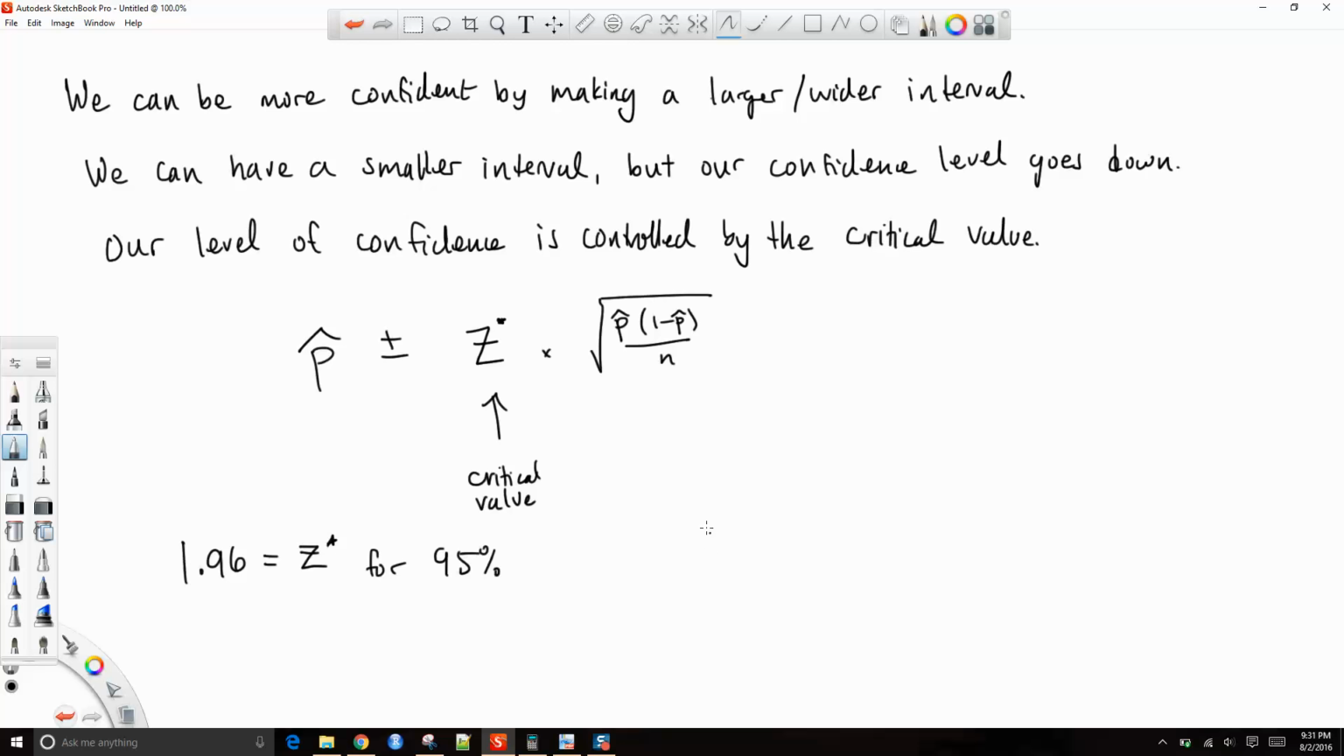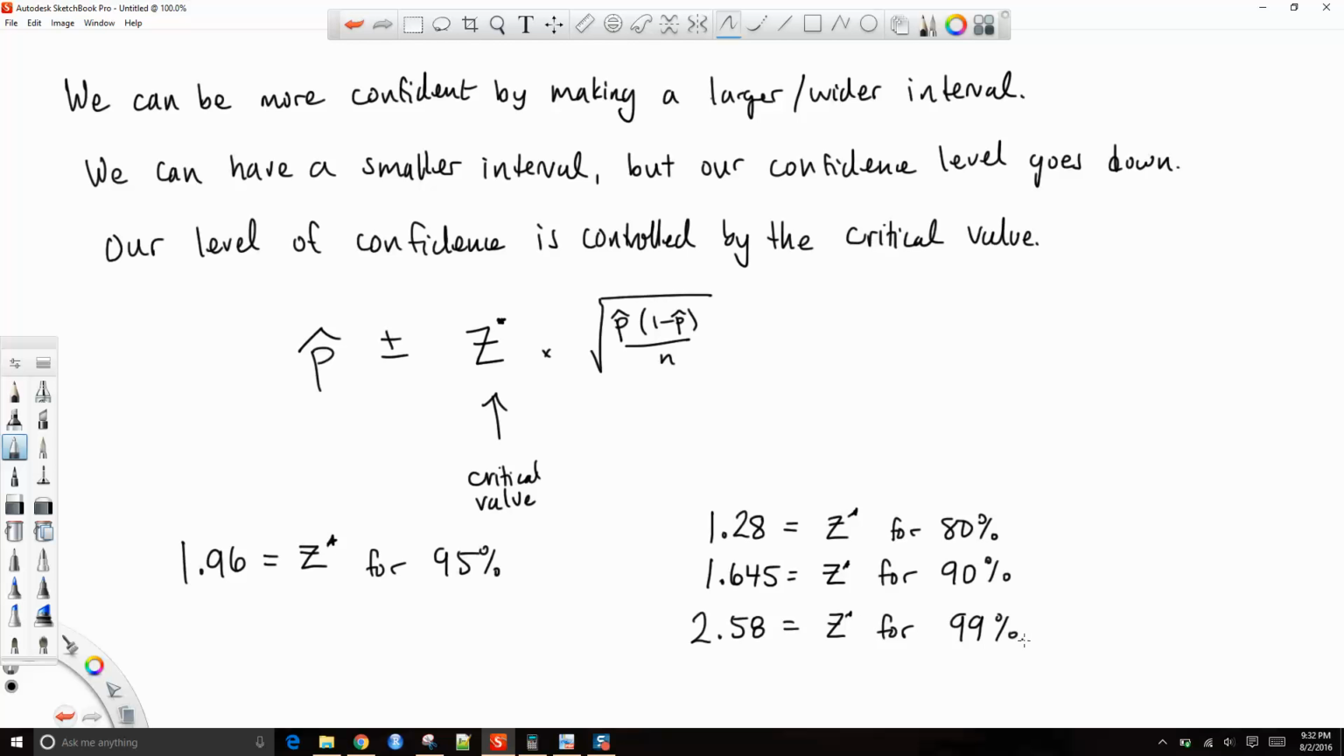We have 3 other values that are commonly used for different levels of confidence. 1.28 is our z star for 80% confidence. If you're willing to be less confident, you can have a smaller z star, 1.28. 1.645 is our z star for 90% confidence. And then if we wanted to be extra confident, we can use 2.58. This is our z star for 99% confidence.